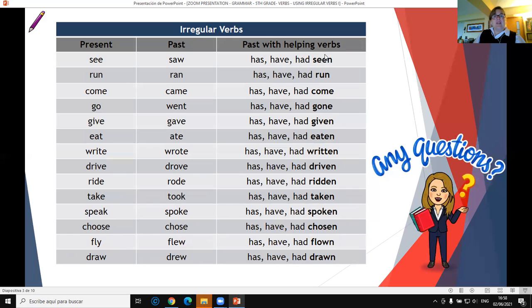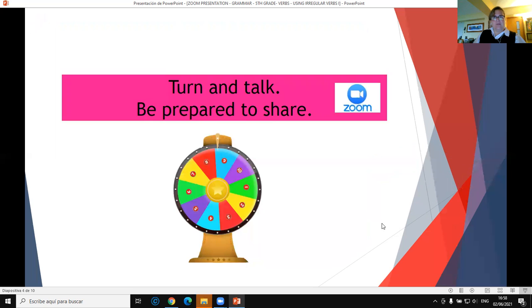Okay? Remember that this last column, you only use it when you have a helping verb, such as has, have, or had before the verb, okay? So, what I advise you to do is print this out and try to memorize it and practice, okay? Practice sentences with them. We're going to do some practice right away.